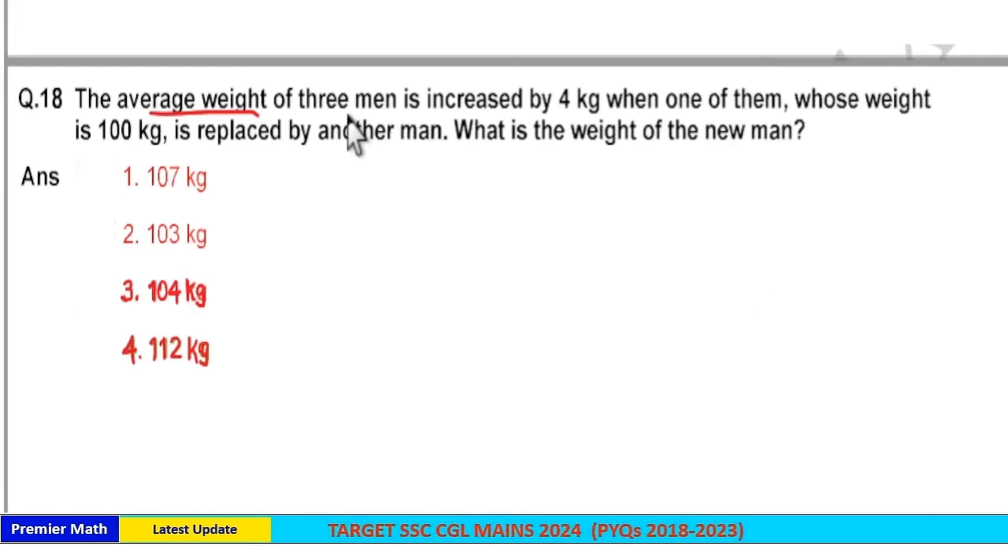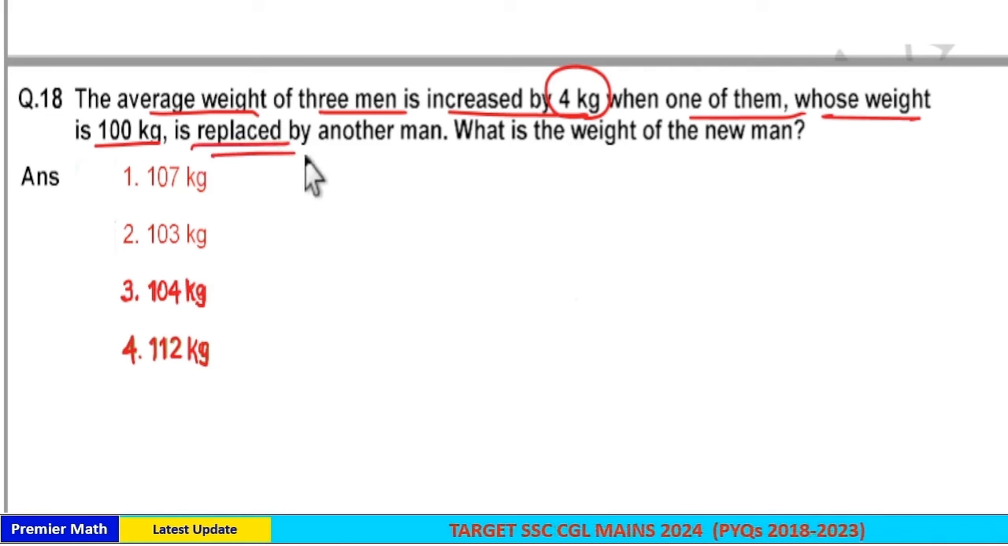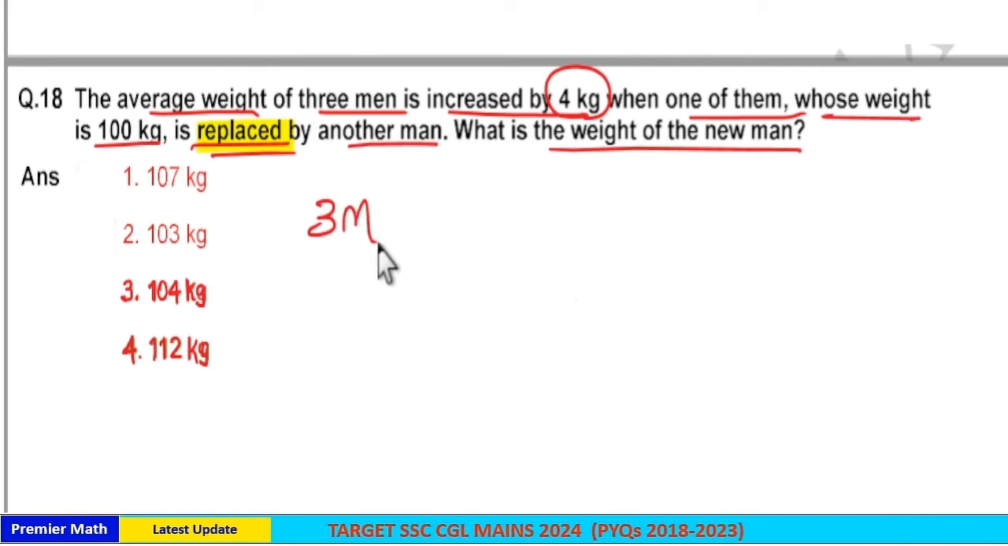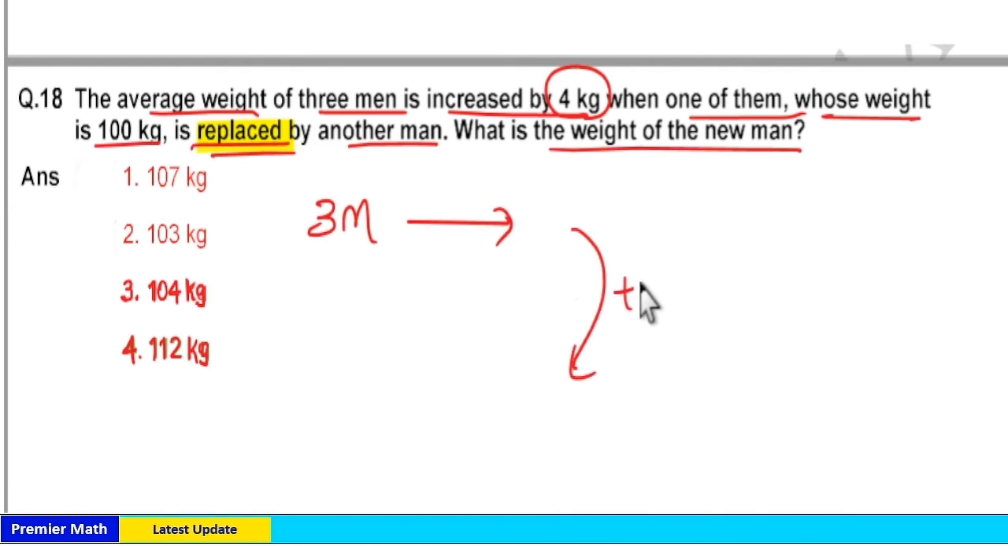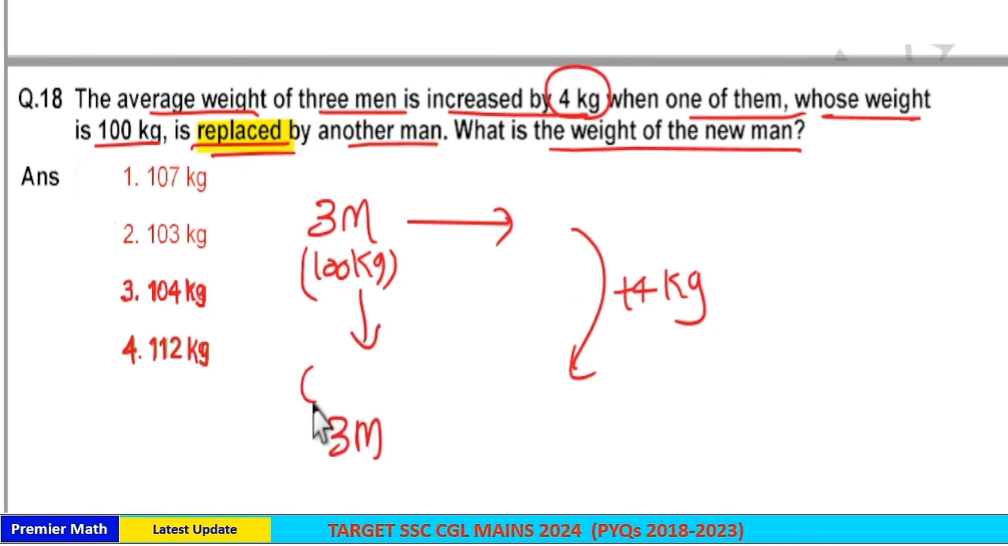Average weight of 3 men is increased by 4 kg when one of them whose weight is 100 kg is replaced by another man. What is the weight of the new man? Here, this is replacement. The average of 3 men is increased by 4 kg when one of these 3 men with 100 kg weight is replaced by a new man. We don't know the weight of this new man, but it should be greater than 100 kg because here the average increases by 4 when this replacement takes place.